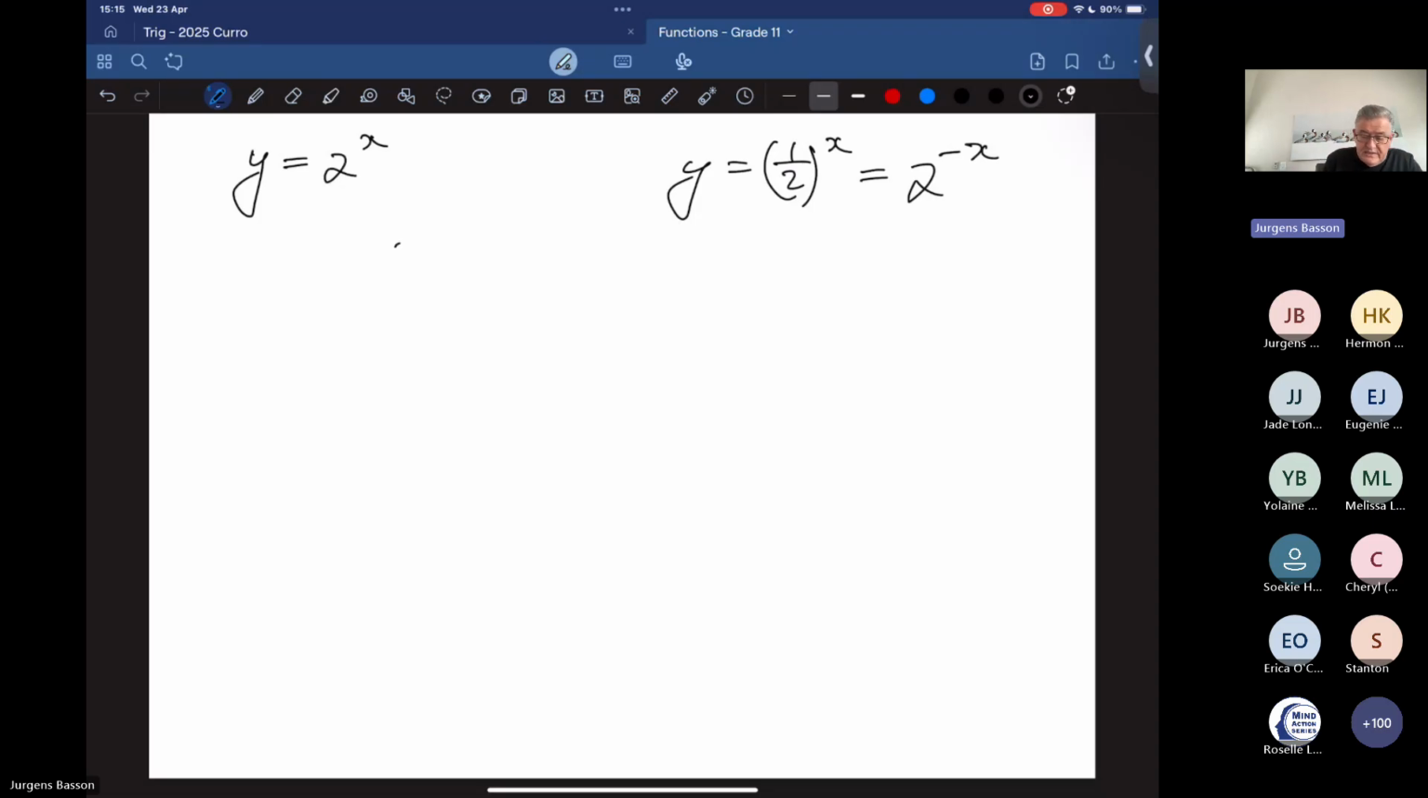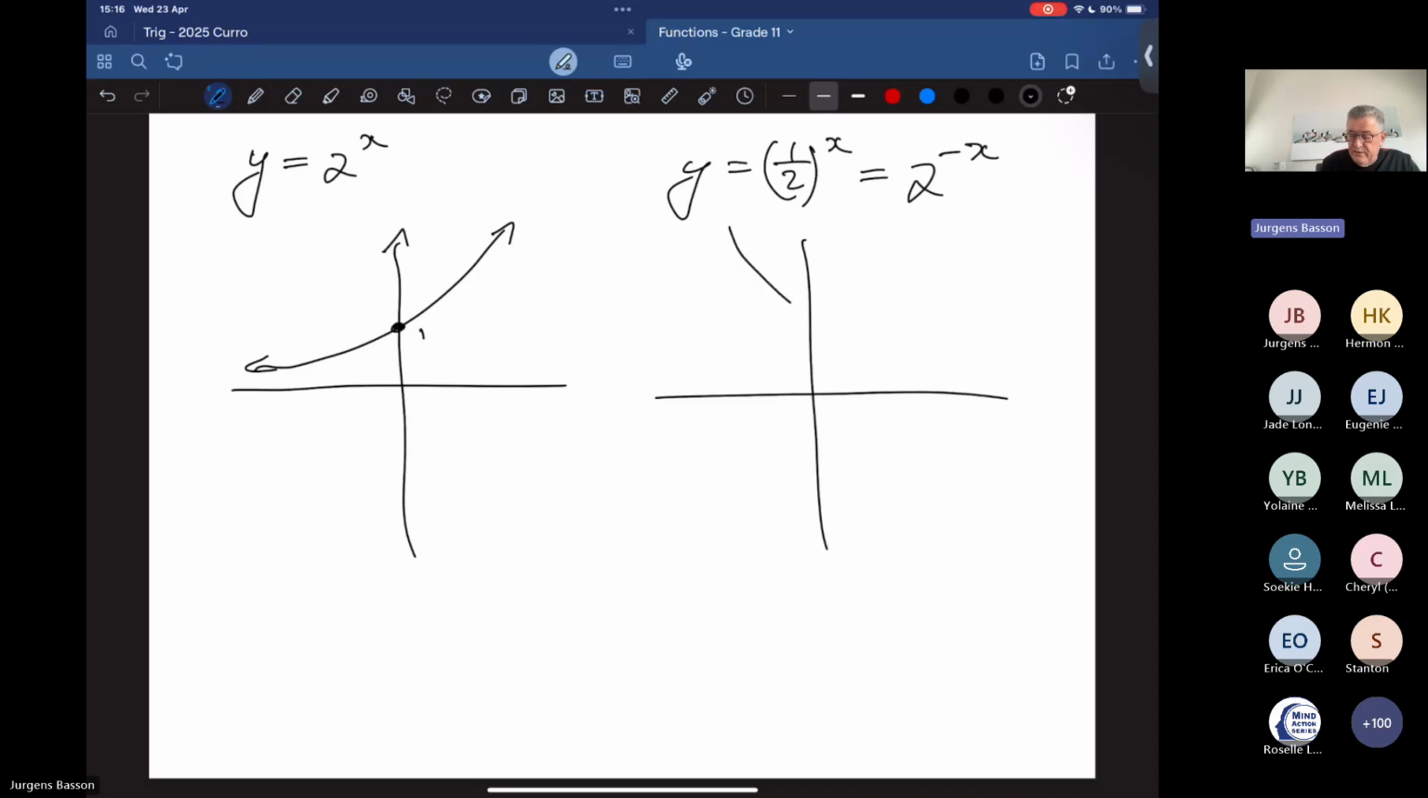So 2 to the x, that is the increasing one, and it intersects at 1 on the y-axis. And the decreasing one also intersecting at 1 on the y-axis, but just decreasing. The two mother functions of the hyperbola.